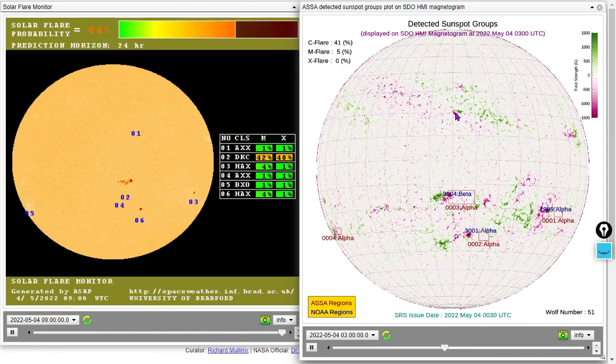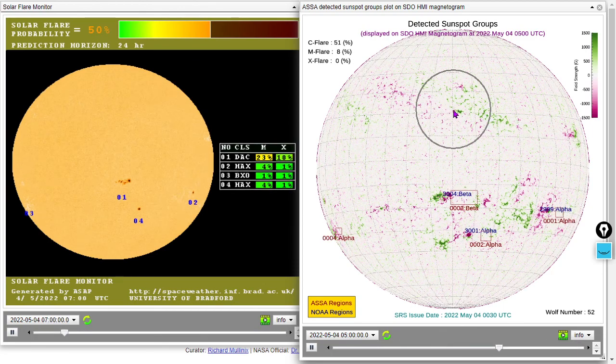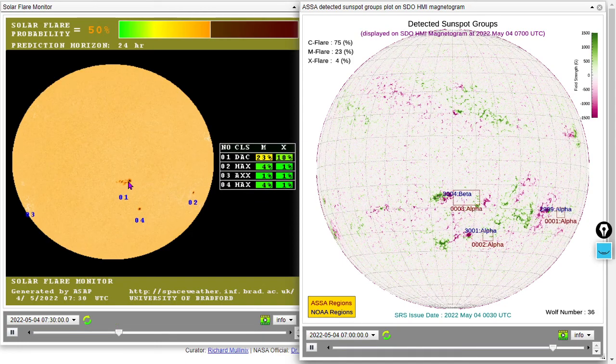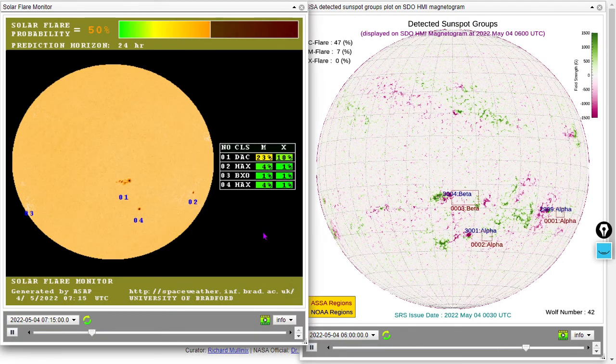So yeah, this group up here has degraded largely. It still does appear to be a sunspot, barely. That's 3005. 3004 has grown spectacularly in the past day or two. So 3004 is definitely more complex, now definitely raising the likelihood of solar flares.